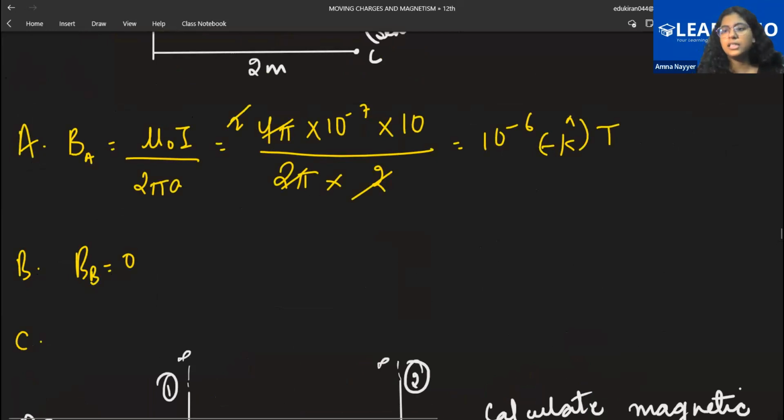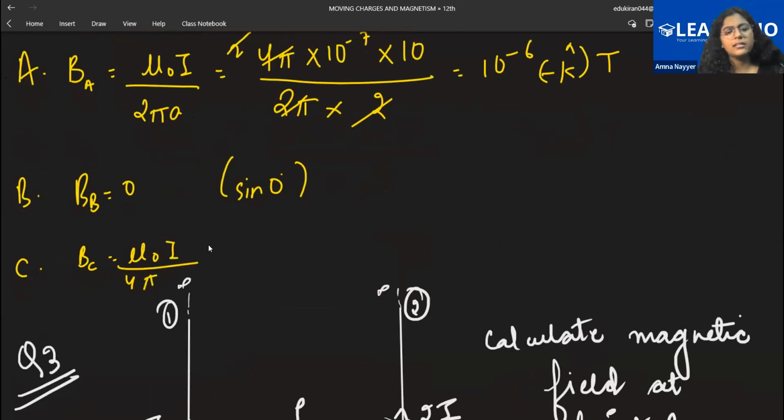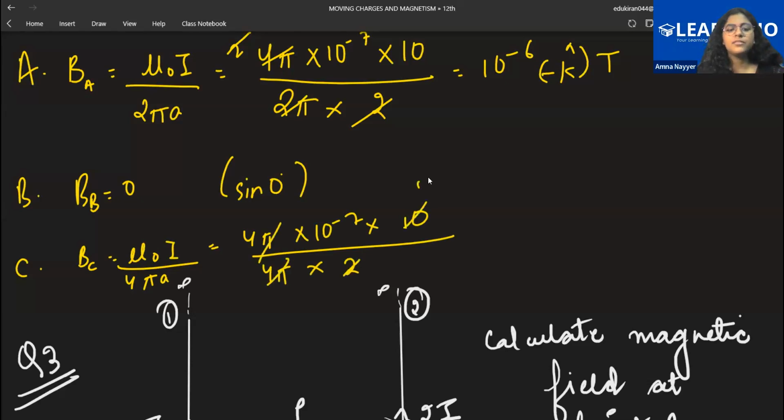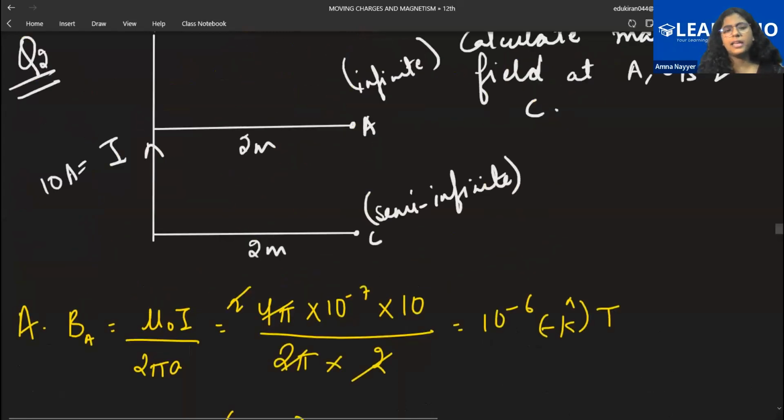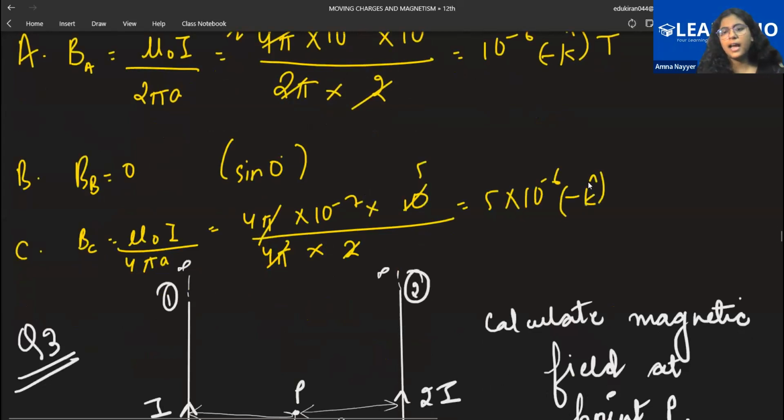We have the answer for the C part. C part is semi-infinite. Write some logic here: sin 0 degree in Biot-Savart's law when you put. This is mu naught I by 4 pi, so 4 pi into 10 to the power minus 7, current is again 10, over 4 pi, A is 2. This becomes 5, so this is 5 into 10 to the power minus 6. Now again, let's complete our answer. Same thing, straight wire, C point here, inwards, negative Z axis, minus k cap Tesla.